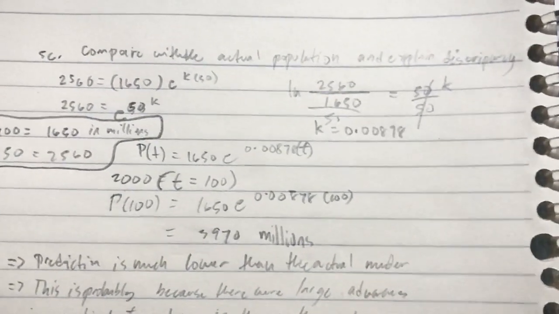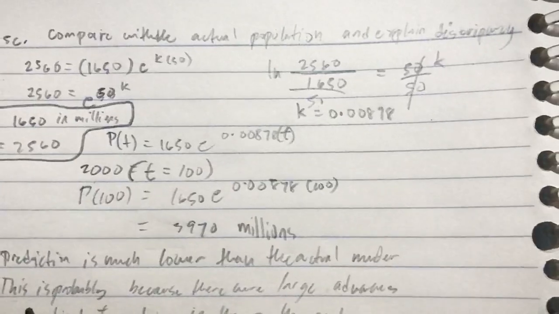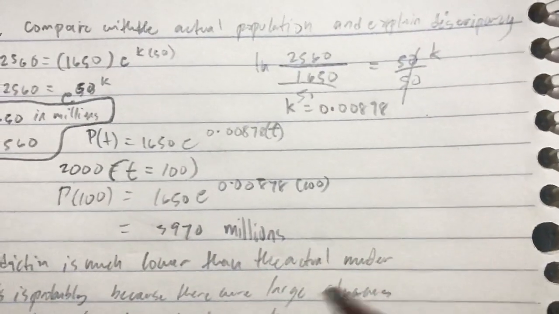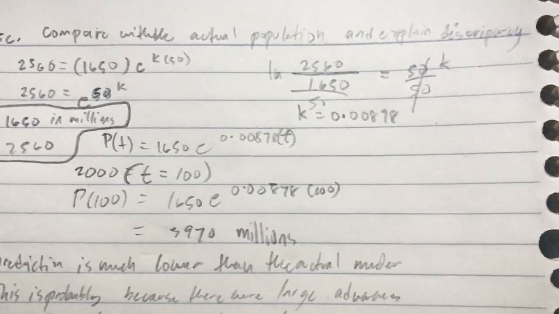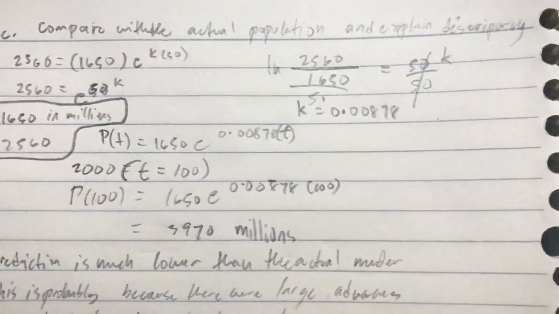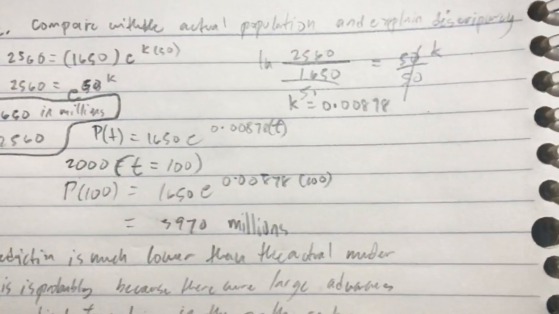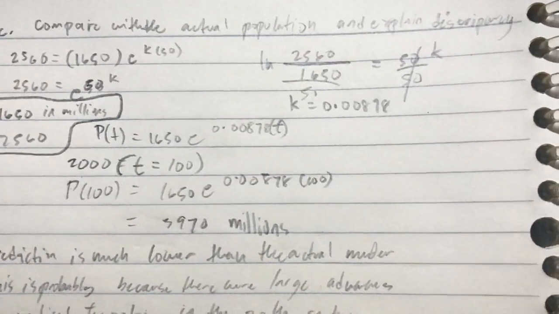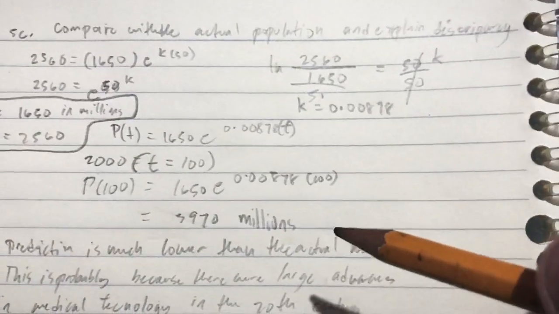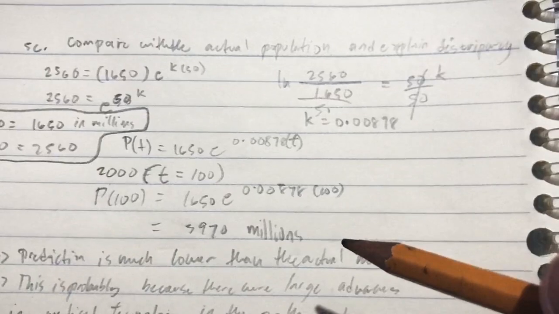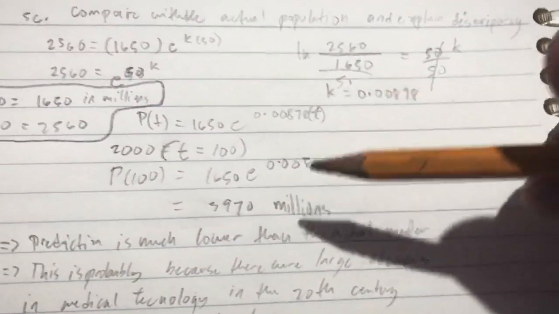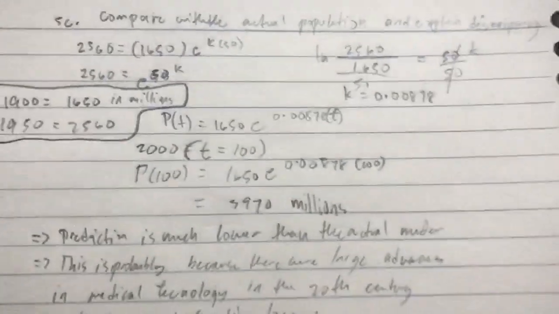Based on the answers, the prediction is much lower than the actual number. This is probably because there were large advances in medical technology in the 20th century, allowing people to live longer. So predicting from a pre-technology period is not accurate.